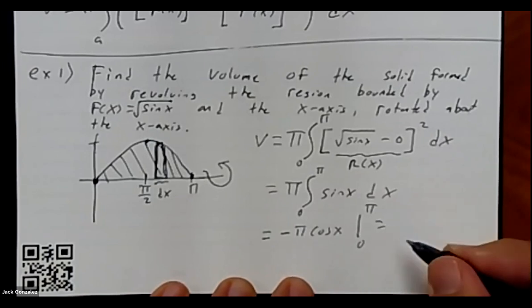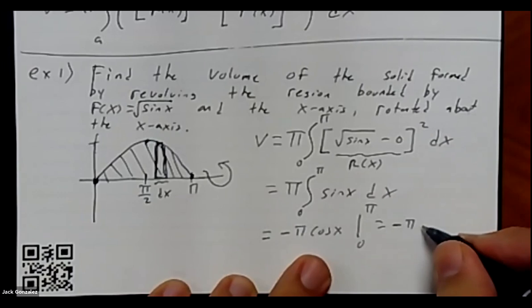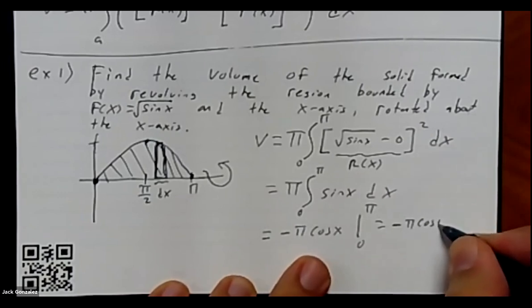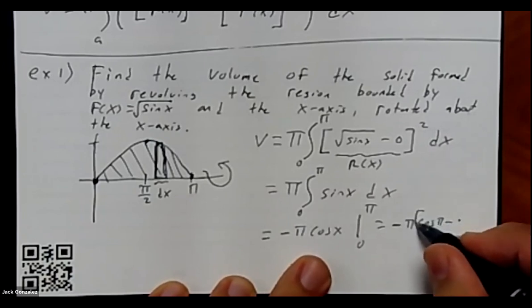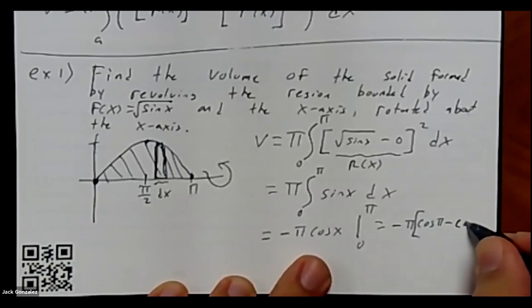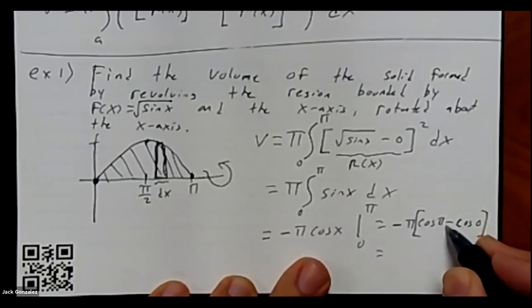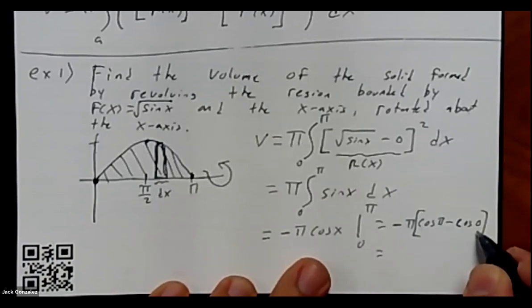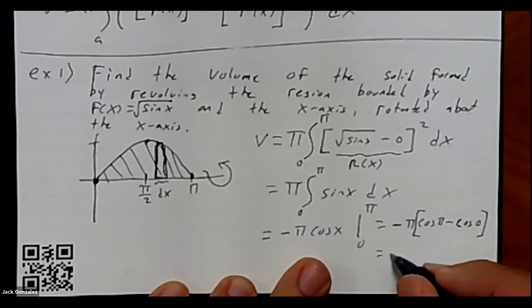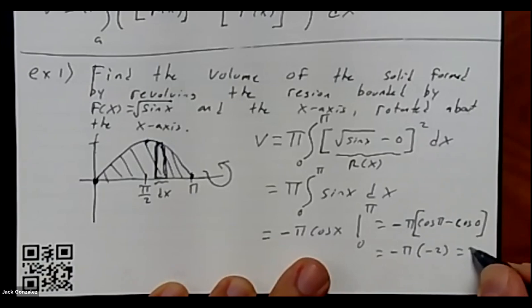Which will be negative pi cosine of pi minus cosine, I'm going to put a parentheses to save space, cosine of 0. So cosine of pi is -1, right? Cosine of 0 is 1. So this will be negative pi times -2, just 2 pi.